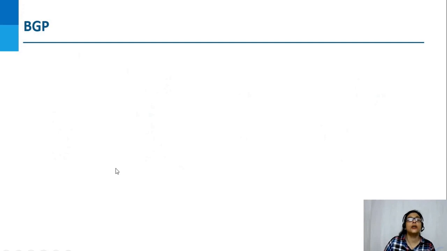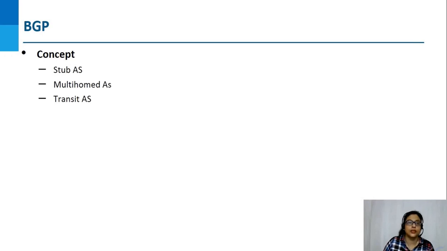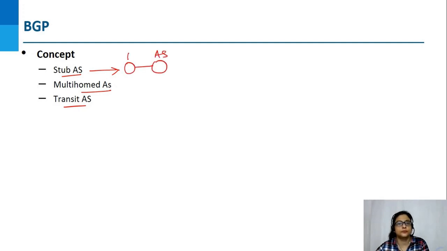Now, let us turn our attention to one of the protocols which is based on path vector routing, and this is called the BGP, or Border Gateway Protocol. This Border Gateway Protocol has 3 types of autonomous systems. One is the stub autonomous system, second one is the multi-homed autonomous system, and the third one is a transit autonomous system. A stub autonomous system is one which is connected to only one autonomous system.